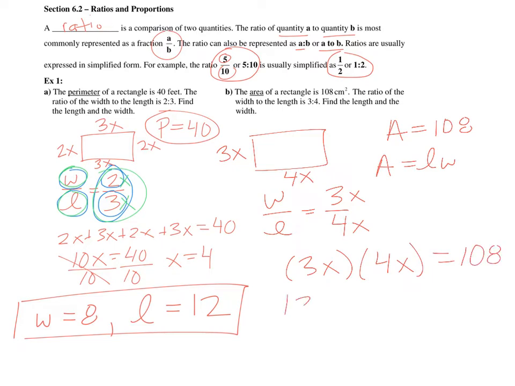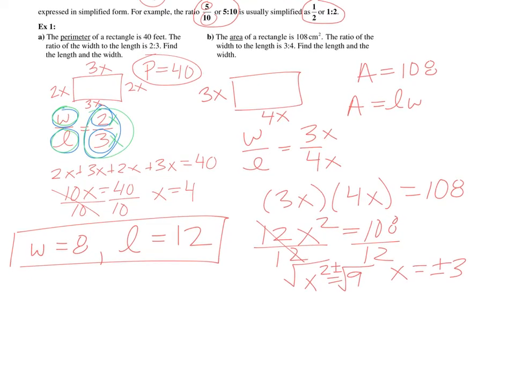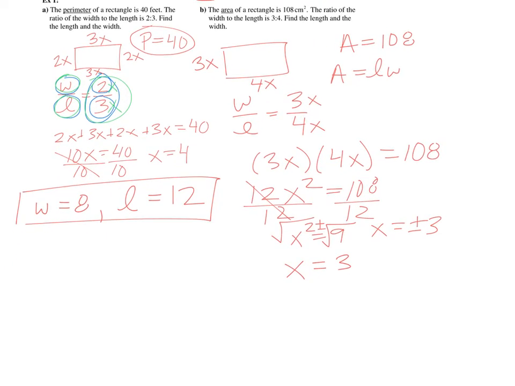So I end up with 12x squared is equal to 108. Divide by 12 first. x squared is equal to 9. I take the square root of both sides. Don't forget to introduce the positive and the negative. And x is equal to positive negative 3. Now I can't have a negative length, so I'm only worried about the positive scenario. x is equal to 3. So now what is my width? What is my length? My width is going to be 9, and my length will be 12. Done.